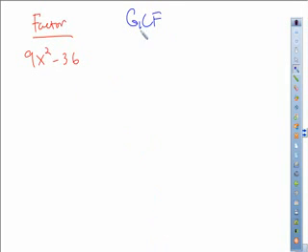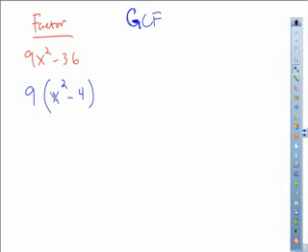Alright, let's try factoring a slightly more advanced problem. Say we have 9x squared minus 36. Once again, you have to remember the first step in factoring is to look for a GCF. That's very important. If you don't take out the GCF, you're bound to make a mistake and the problem won't be factored out correctly. So is there a GCF? Well, it looks like we can take out a 9. So you have to do that, and then you'd be left with x squared minus 4.